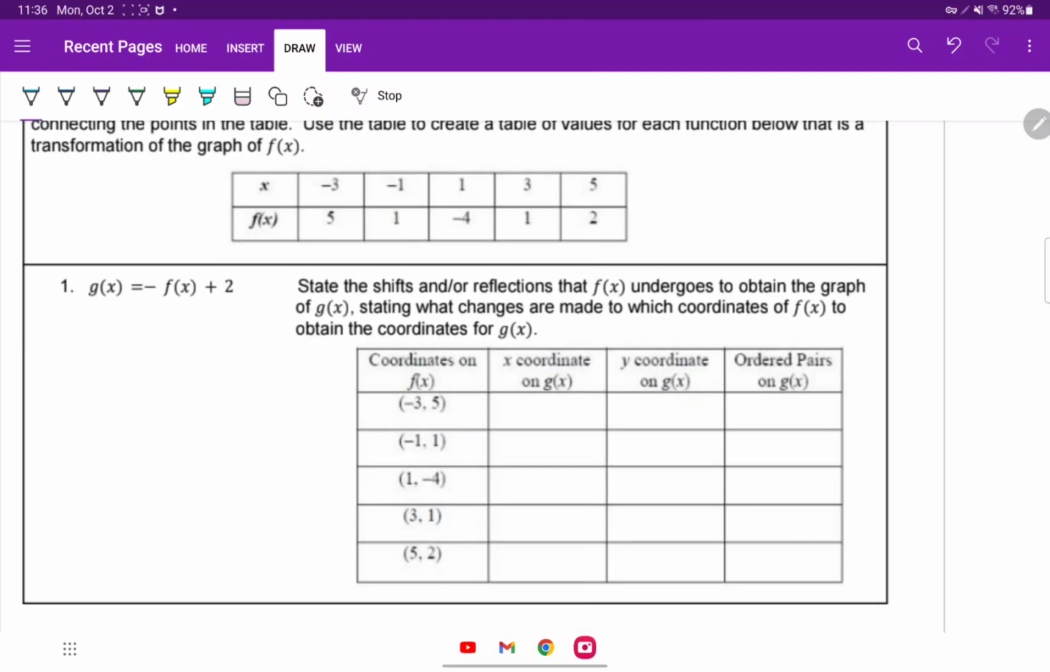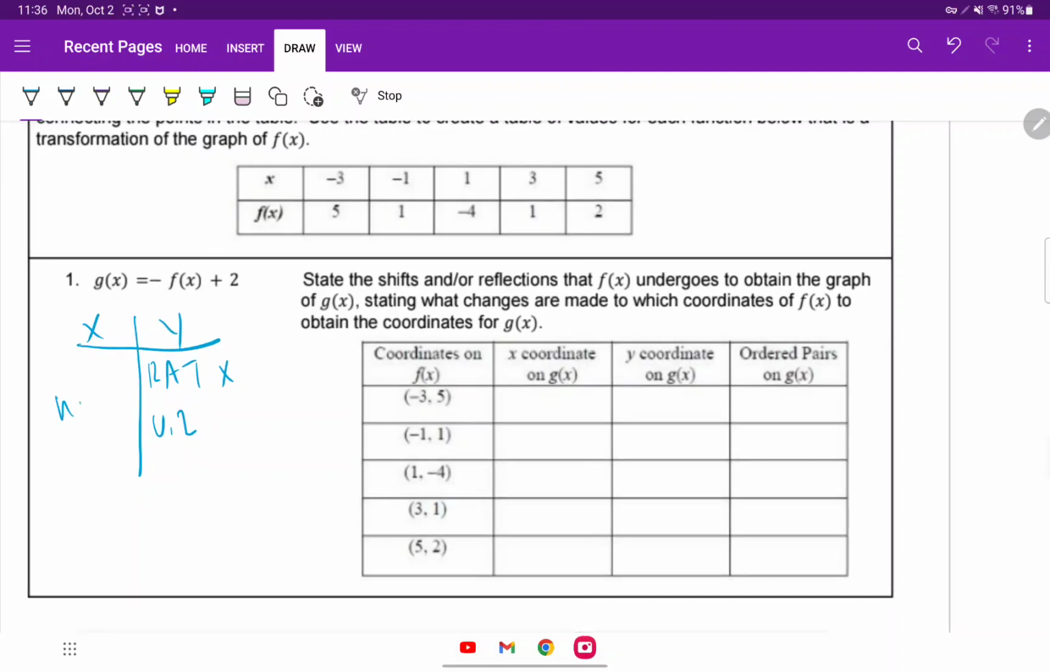Alright, so let's see what's going on here. Over here, our rule says negative f of x, so we're going to write x, y. This negative makes your graph reflect across the x-axis, and the plus 2 means the graph goes up 2. In terms of our horizontal transformations, there are none.